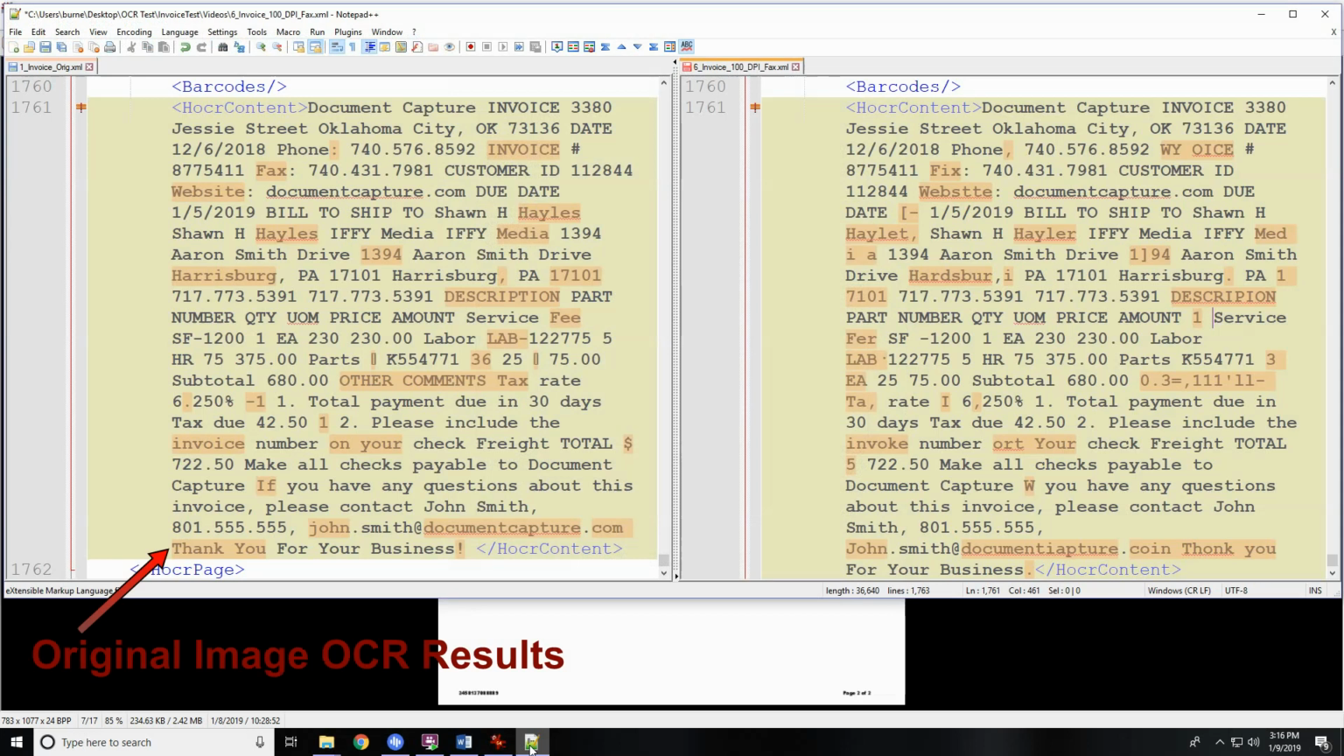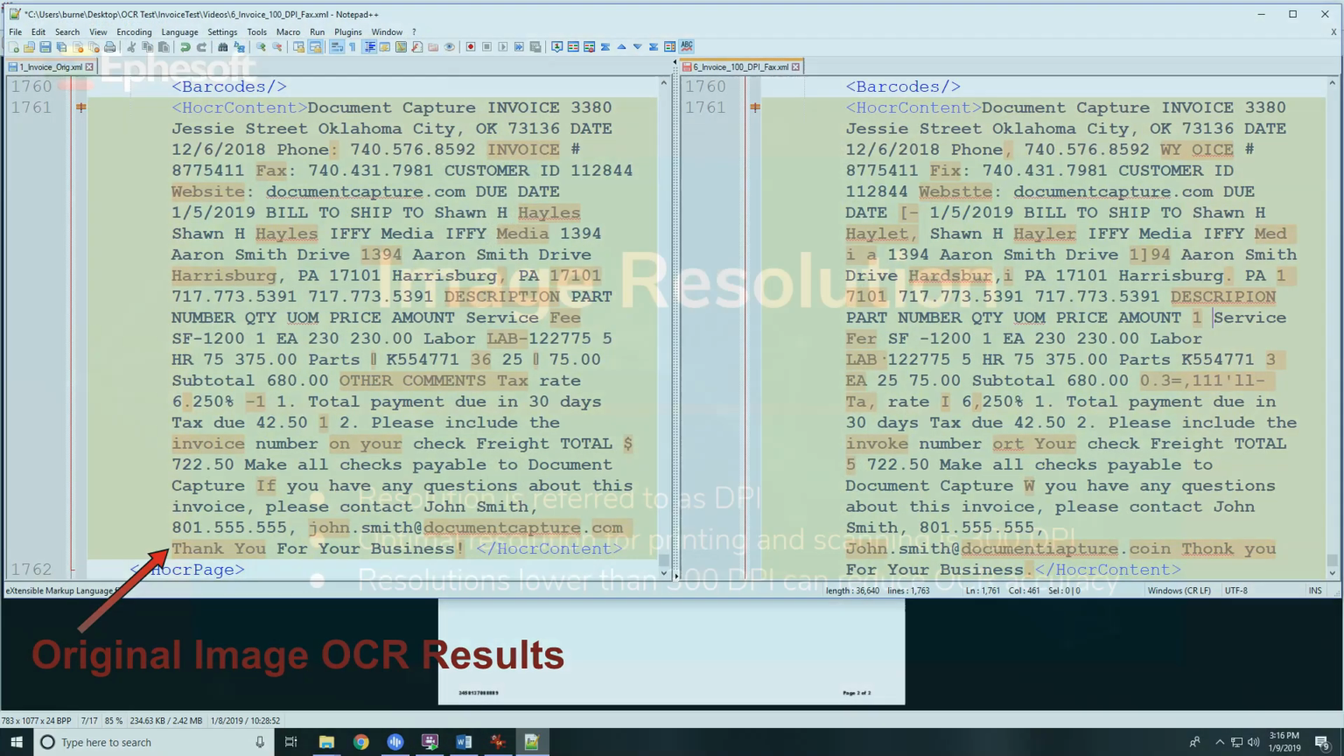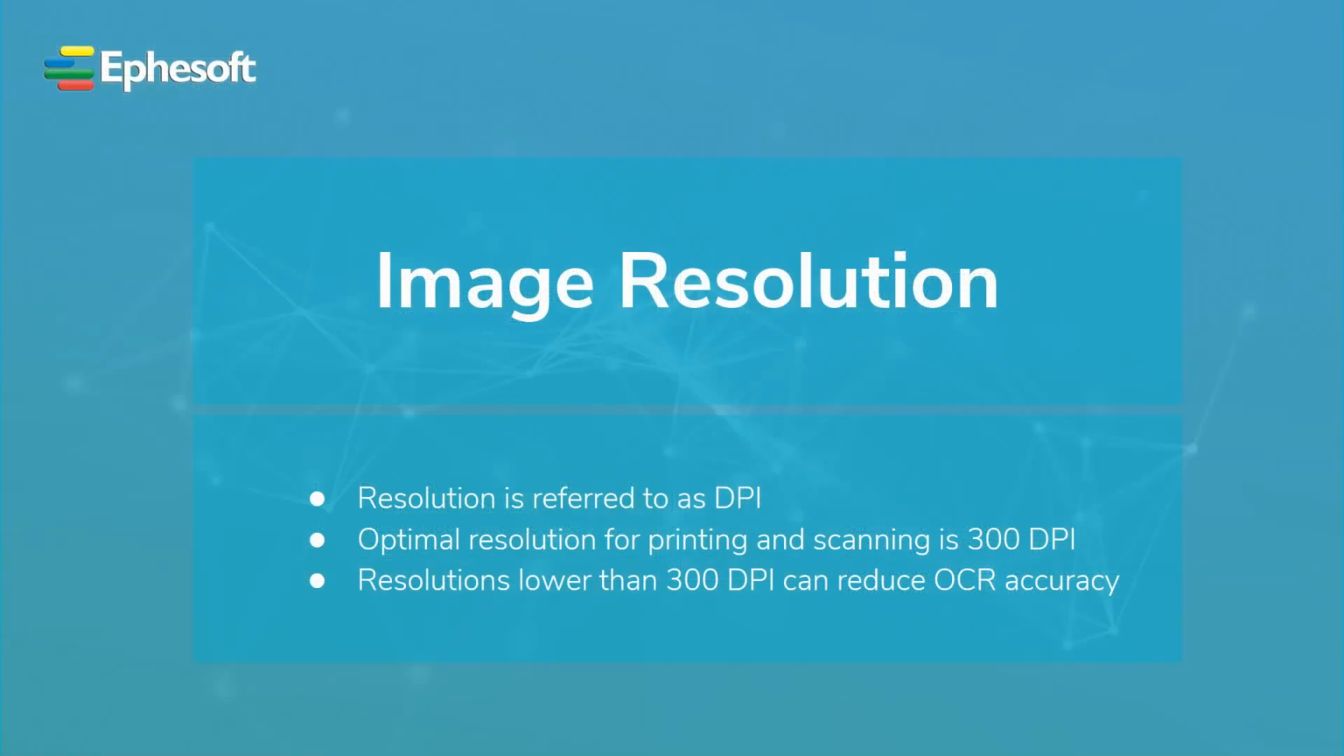The results shown on the left are from the Generation 1 original invoice that was never printed or scanned. The results on the right are from the sample fax. Please notice the difference in the OCR accuracy that has been highlighted. Now we'll look at the original image and samples ranging from 300 to 50 DPI.